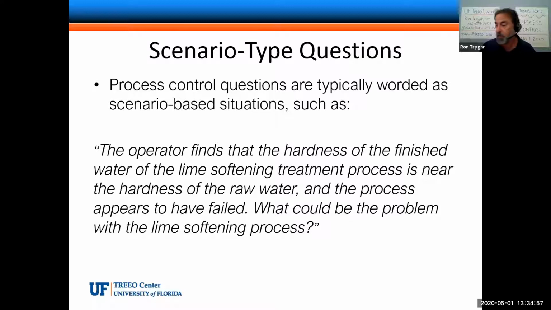What's the problem? Well, first off, let's analyze this. The operator is finding that the hardness of the finished water of the lime softening process, so we know it's that type of process, is similar or close to the hardness of the raw water coming in. So obviously there's hardness in the water, or they wouldn't need the lime softening plant. If the water is going out with almost the same hardness as what came in, it may look like the process didn't really do its job.